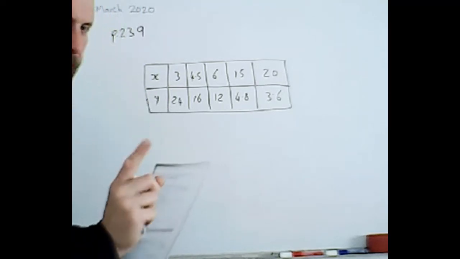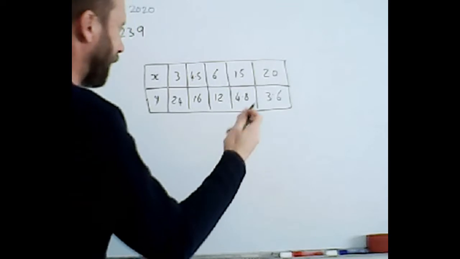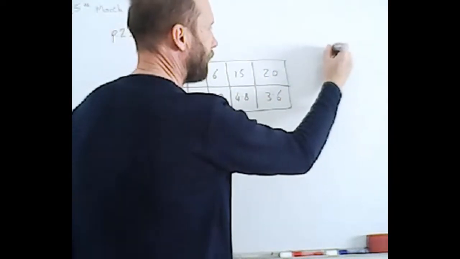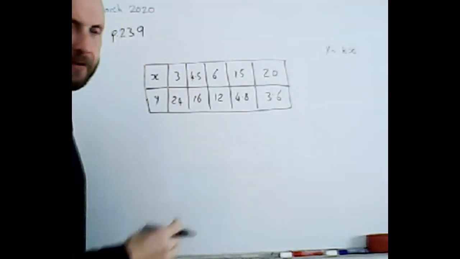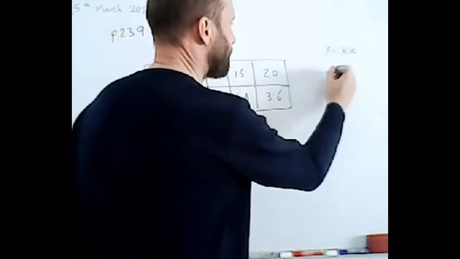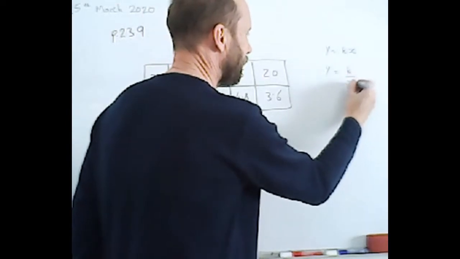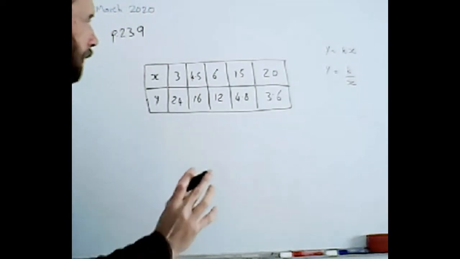Here, if we had direct proportion, remember we said that y equals k times x. For inverse proportion, it's the opposite. Well, not the opposite, but it's k over x. So we're looking at this then.